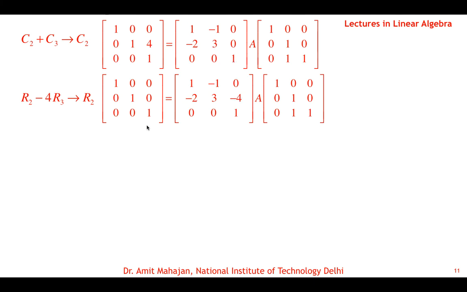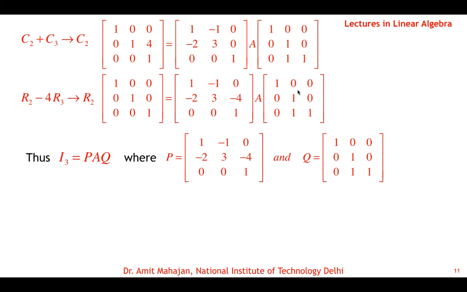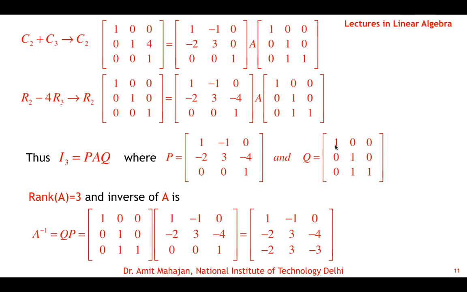Clearly the left hand side is I3, and we have this as the P matrix and this as the Q matrix. So I3 equals PAQ. P is this matrix, Q is this matrix, and because we have obtained the full identity matrix, the rank of A is 3. So A is invertible, and A inverse we can calculate as Q times P. We multiply these two and we end up with this matrix, which is the A inverse of the original matrix.